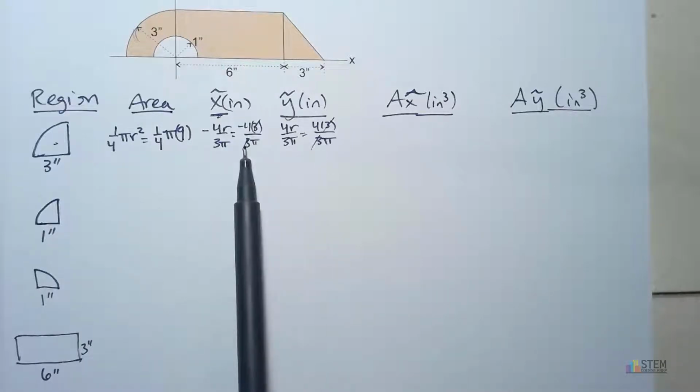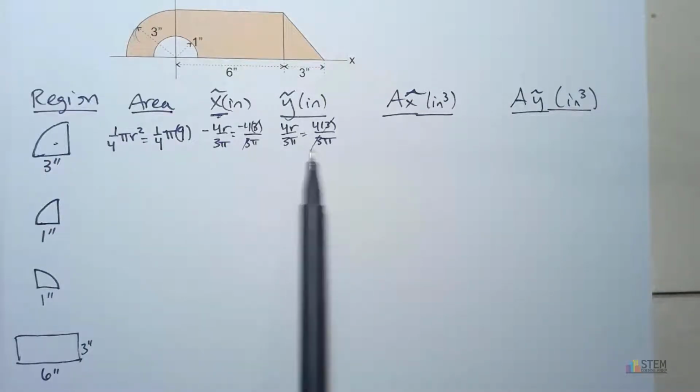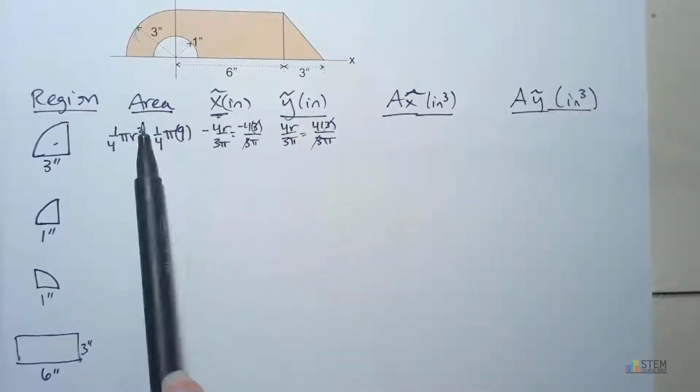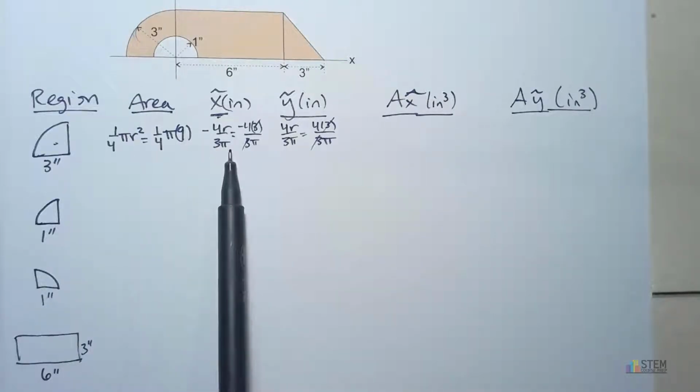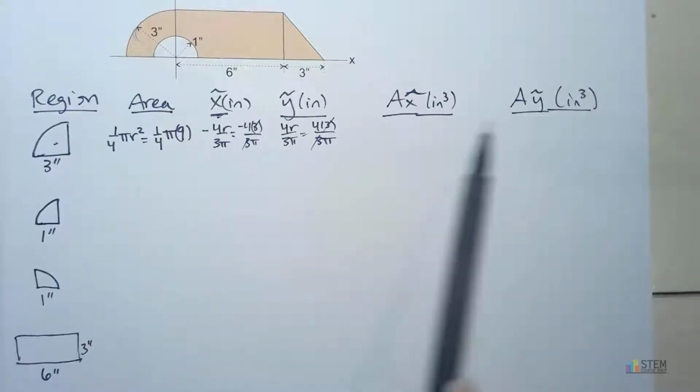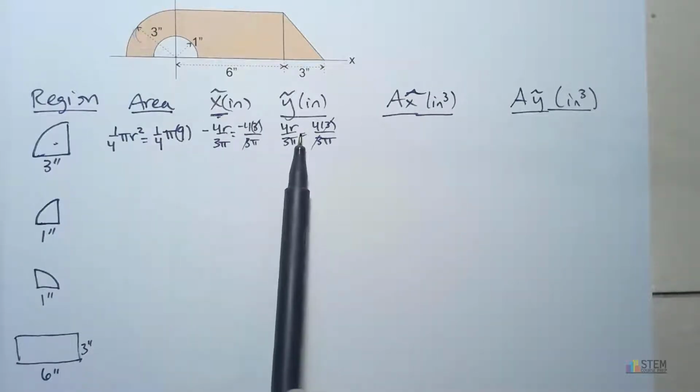Once we get past these two entries, the rest is easy. Because now we just need to take our area right here, multiply it by x tilde. That gives us this entry. And then for this last one, we're just going to do area times the y tilde.